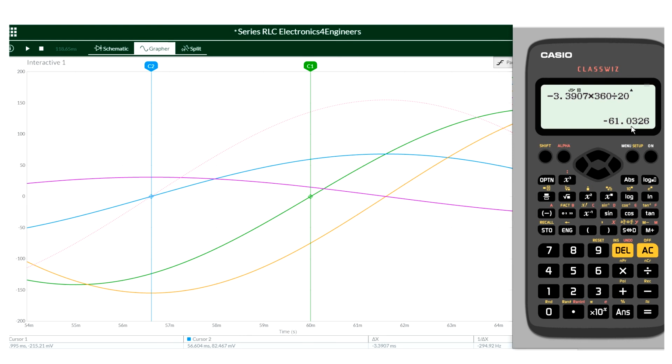So we've worked out all of the reactances, the impedance, the current, the voltages and the phase angle, and we've proved it with Multisim.